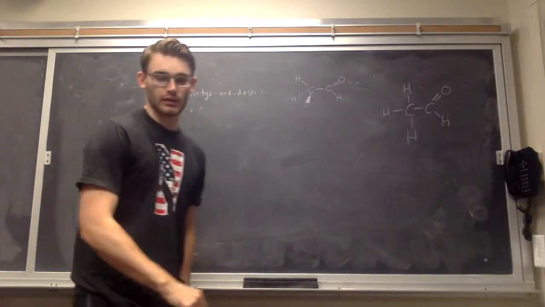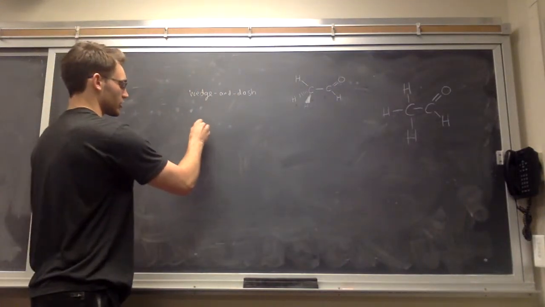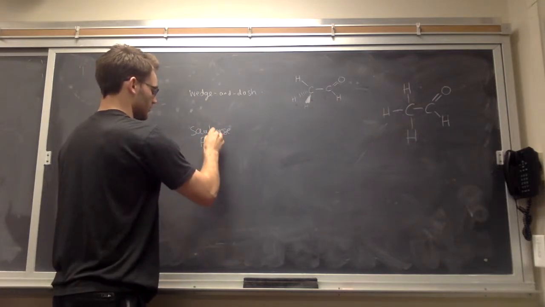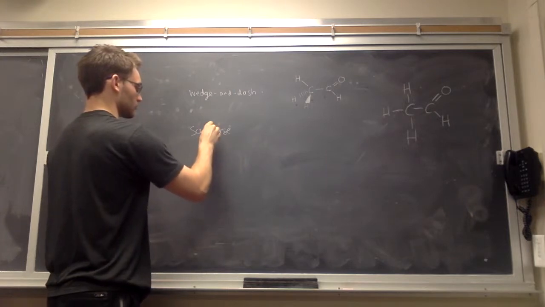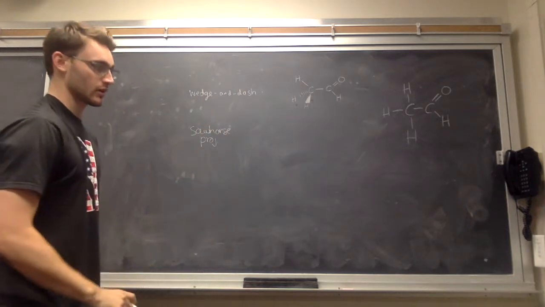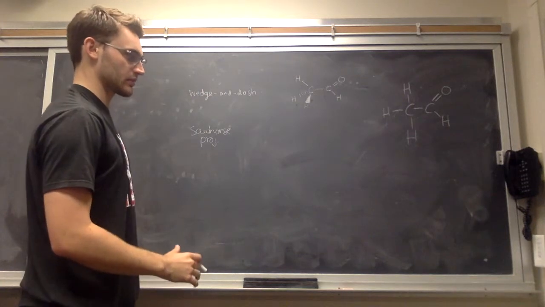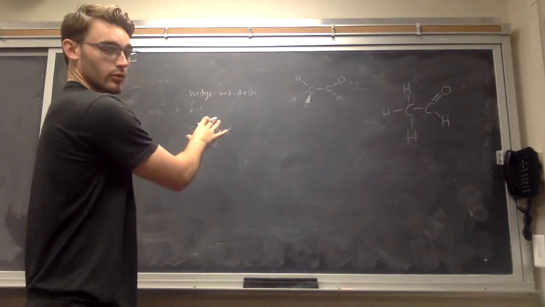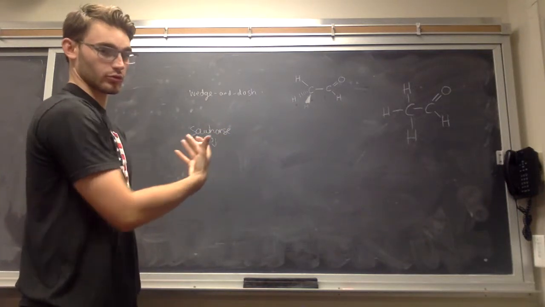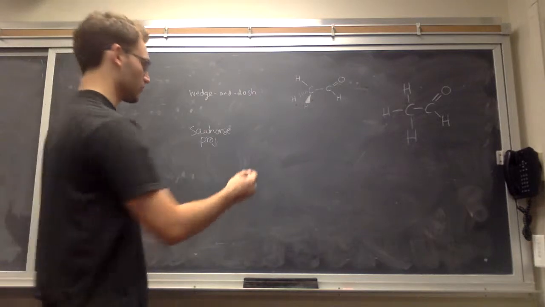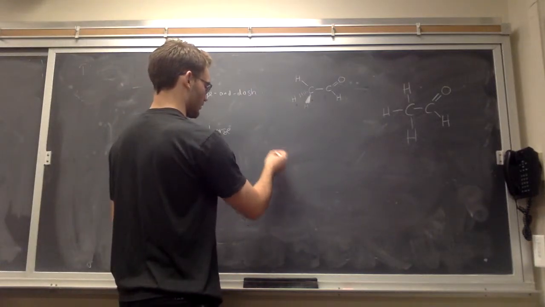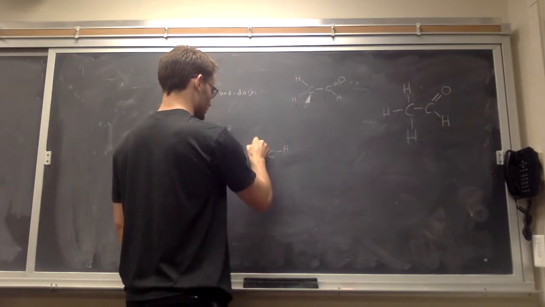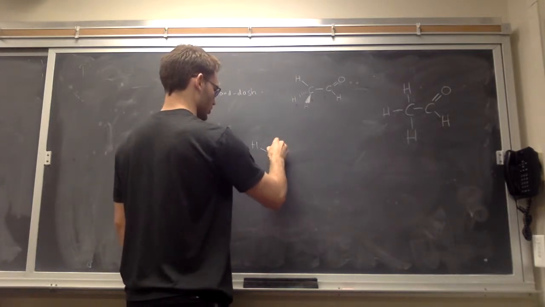So another way I could do it is what we call a sawhorse projection. And with this, it's like its name, it's a projection to where things that are behind are further into the board, and the things that are up front are closer to us. So it's about as simple as we can get here. I'll go ahead and draw a different molecule. Here I'll draw just a 2-carbon molecule.